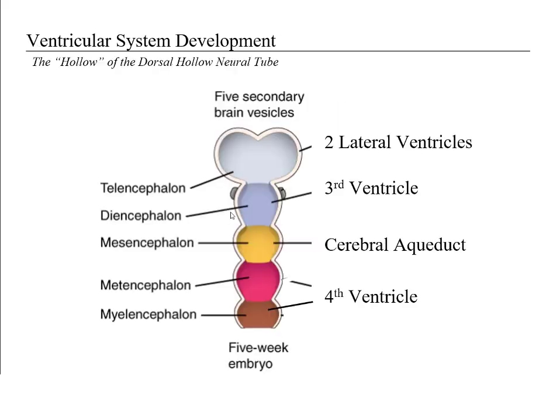So let's talk about the ventricular system for a moment. This develops from the hollow of the dorsal neural tube. So when the brain develops, it starts out as a tube. There are these 5 secondary brain vesicles: telencephalon, diencephalon, mesencephalon, metencephalon, and myelencephalon. And inside each one of these, the hollow of the tube ends up forming the ventricles. So this will form the 2 lateral ventricles. The diencephalon hole will form the 3rd ventricle. The mesencephalon hole will form the cerebral aqueduct. And then the metencephalon and myelencephalon will form the 4th ventricle.